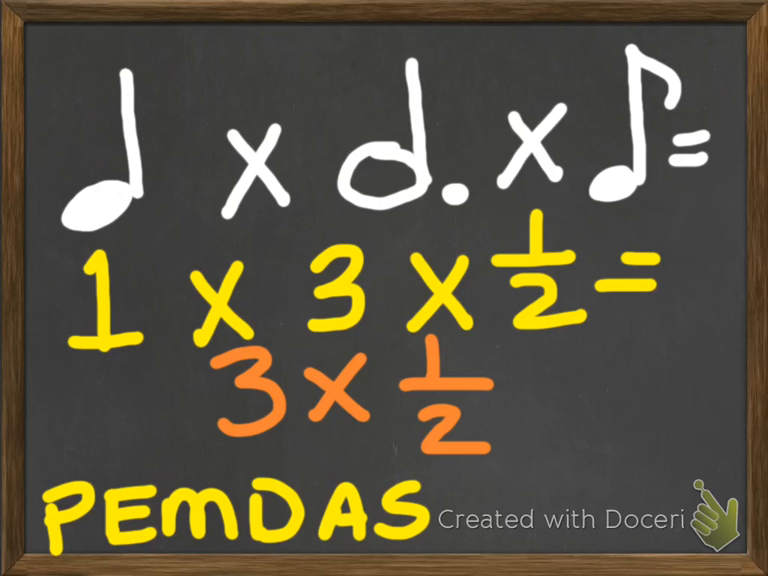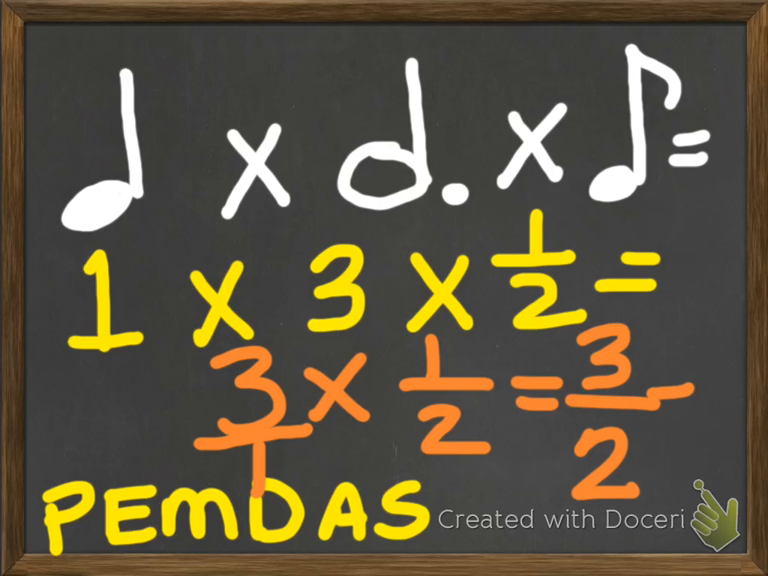Okay, now we have a whole number and a fraction. Put the whole number over 1 to make it a fraction. Multiply across. You don't find a common denominator with multiplying. So 3 times 1 is 3. 1 times 2 is 2. Simplify. 1 and 1/2.